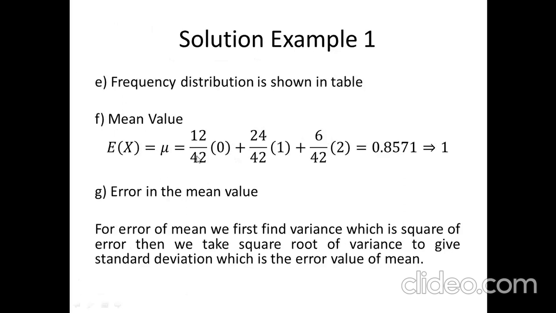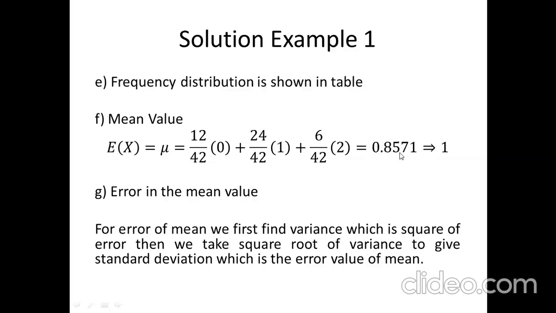So 12 over 42 is the probability or relative frequency for the first group value, which is 0. The product of it is shown over here. Then 24 upon 42 is the relative frequency or the probability for the second group, which has value 1, and the product of them is shown over here. 6 upon 42 is the relative frequency or probability for the third group, and its value is 2, which is shown over here. The products, and then summing up, gives the result, which is 0.8571, which can be approximated to 1. But we will keep 0.8571 as our resultant value for calculating the variance and standard deviation. So this is the mean, which is 0.8571.